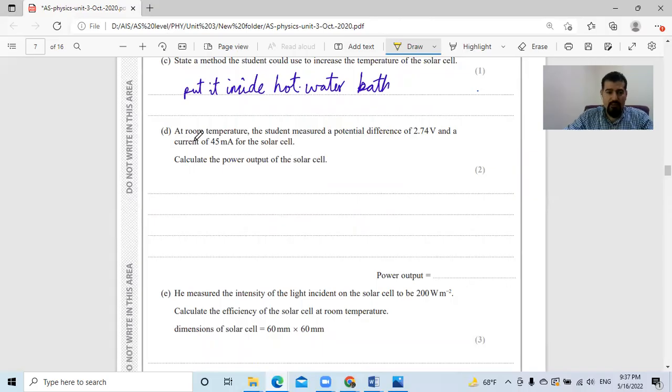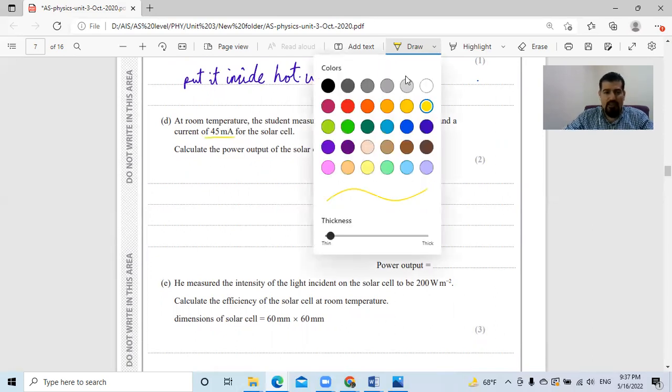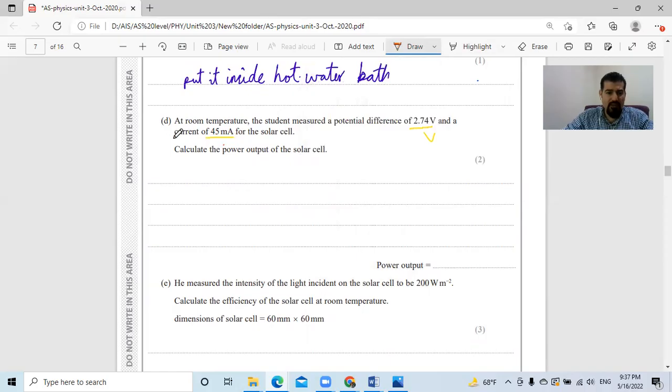In part D, what do we have? At room temperature, the student measured the potential difference, this is V, and the current, 45 milliampere, that means I need to multiply it by 10 to the power of -3 to make it in ampere. Calculate the power.